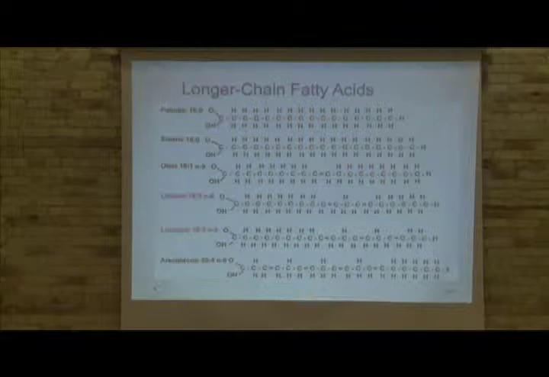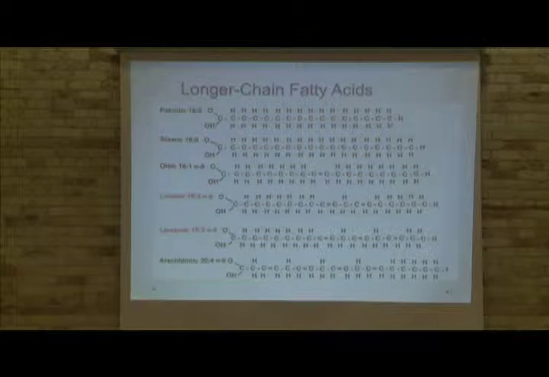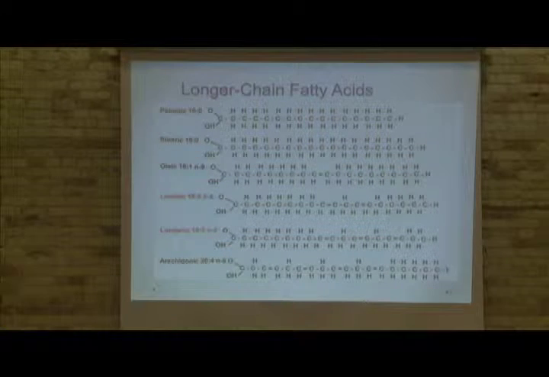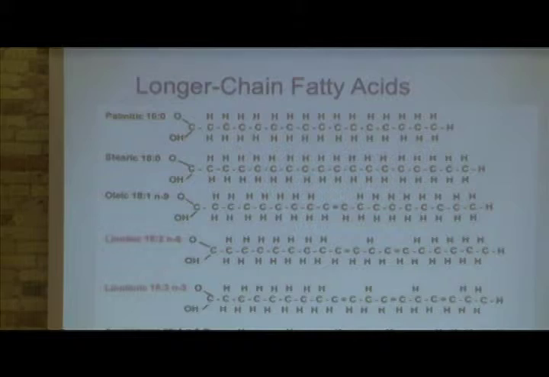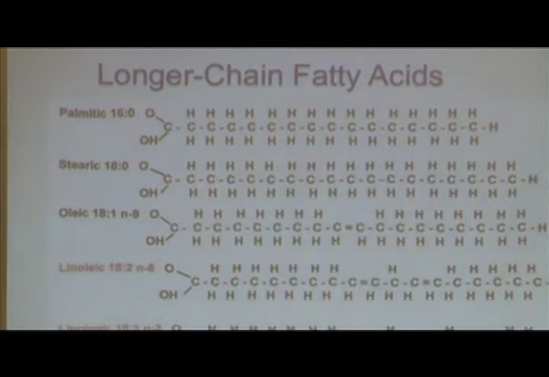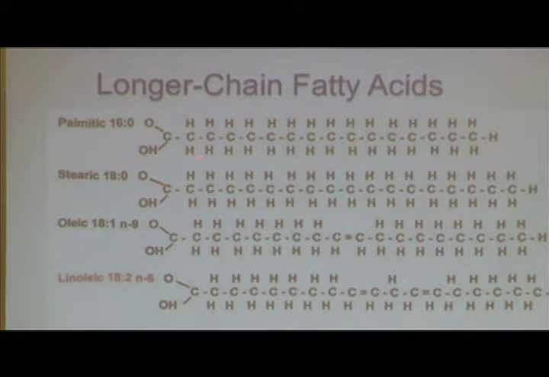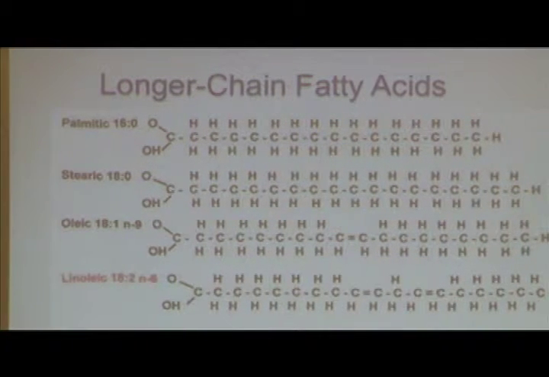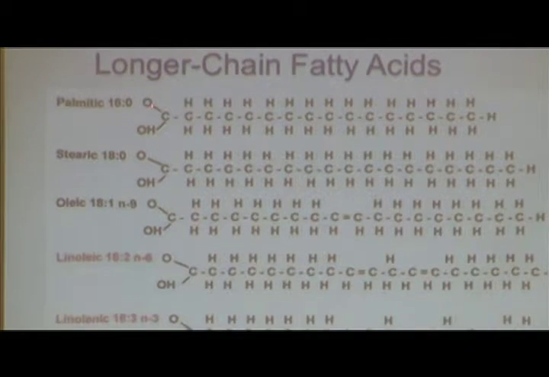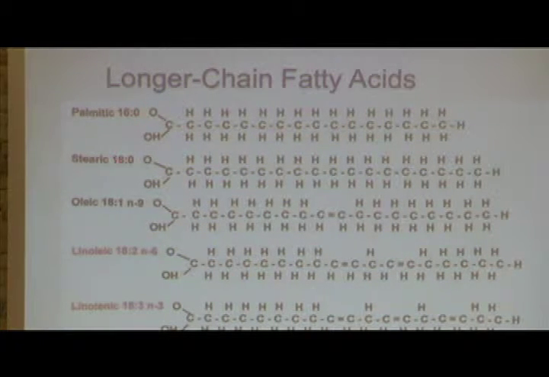Okay, this looks kind of daunting at first, but if you look at it, the way that you number fats is really pretty straightforward. The 16 tells you how many carbons in the chain, and the number after it tells you if there are any unsaturated bonds. So 16:0 is saturated. There's 16 carbons. There's this OH on the end. And so if you ever look at a designation, it's really easy to tell what's a saturate because it has 0 unsaturates. Okay, so this is a 16, this is an 18.